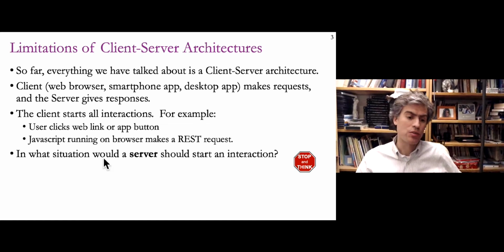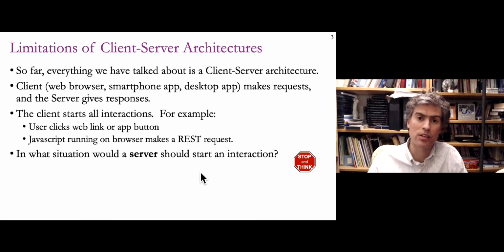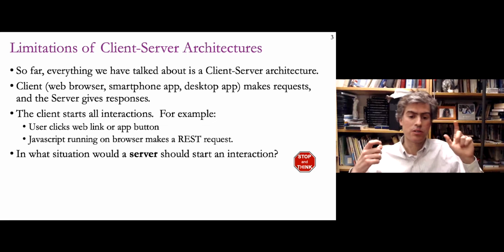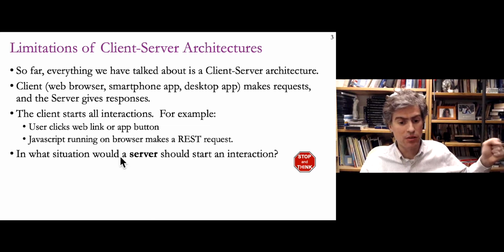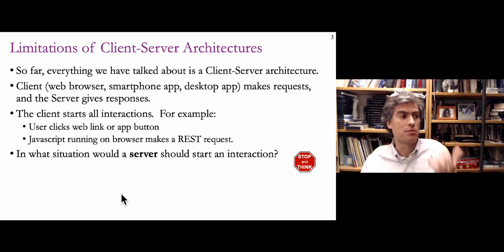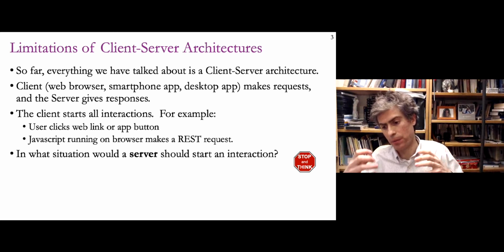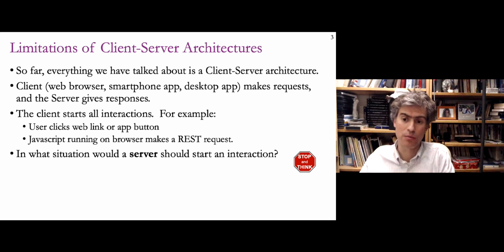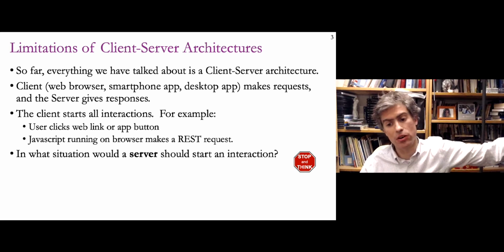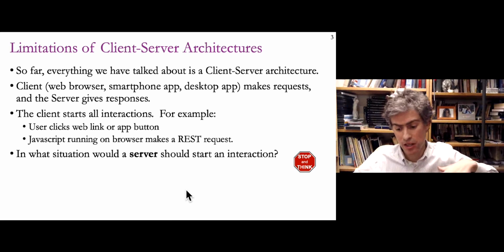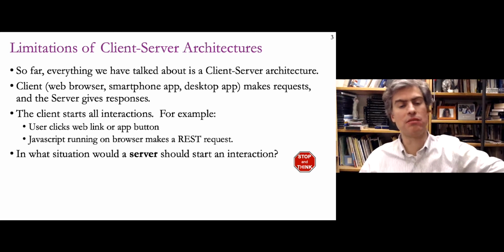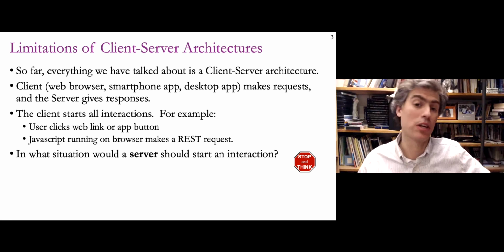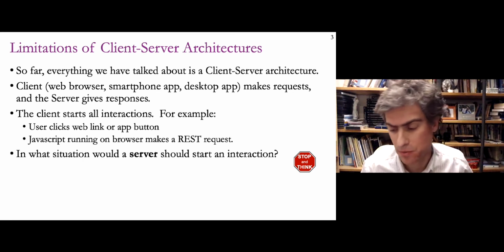Can you think of any situations where the server should start an interaction with a client? In other words, and I'm abusing the terminology here, so when I say server, I mean the machine running in the cloud that's always on, and by client, I mean, let's say, a smartphone app or a web page running on your laptop, or an app running on your laptop. In what situations would the server start an interaction? In other words, the client did nothing, but got some kind of message from the server, or got a request from the server more generally. What do you think are some examples? Stop and think about that.